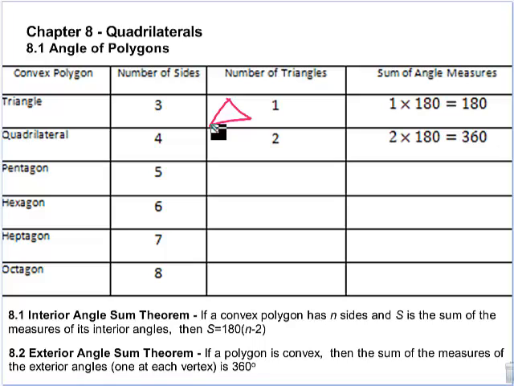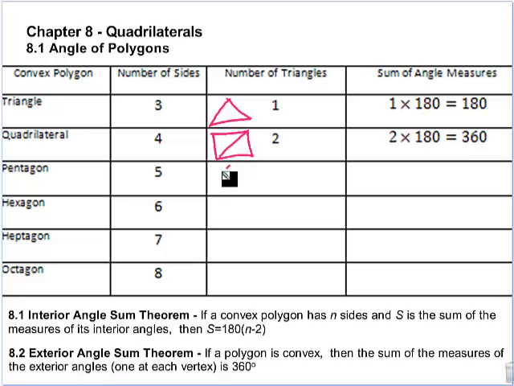Now a quadrilateral has four sides. How come a quadrilateral says two triangles? Yeah, we can split it in half with that diagonal. So there are two triangles in a quadrilateral. Each of these triangles has 180 degrees. So to get the sum of the angles, we would take 2 times 180, which gives us 360. Okay, so every quadrilateral has 360 degrees.